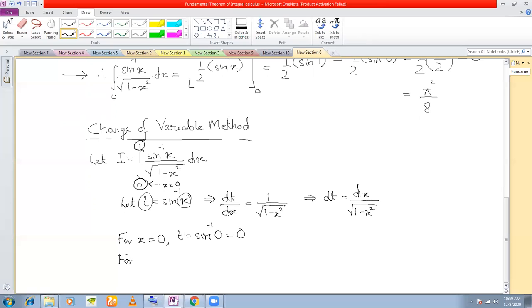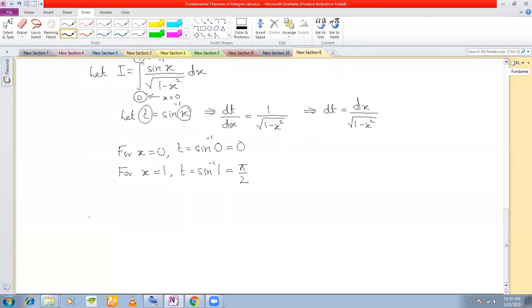Now this is the upper limit. This is x is equal to 1. For x is equal to 1, t is equal to sine inverse 1. Sine inverse 1 is pi by 2. So therefore, now we rewrite the integral in terms of t. So we write integral, dx by root 1 minus x square becomes dt, and t is equal to sine inverse x, so we have t dt.